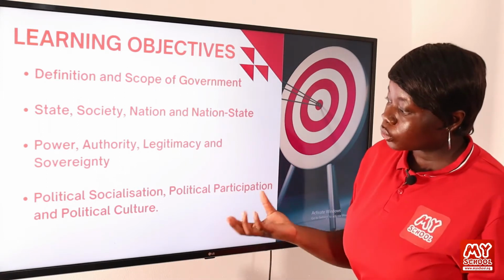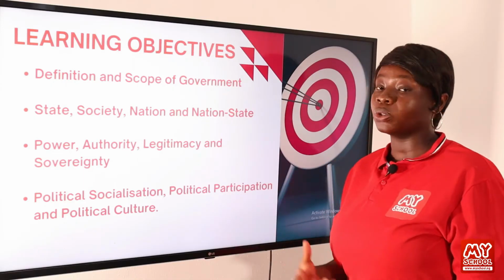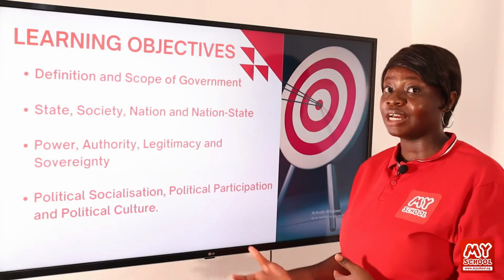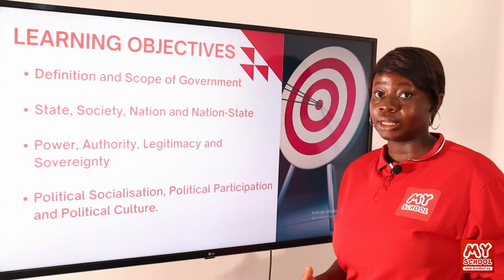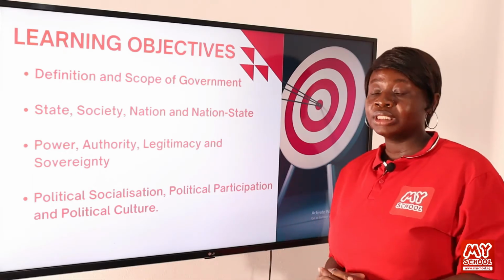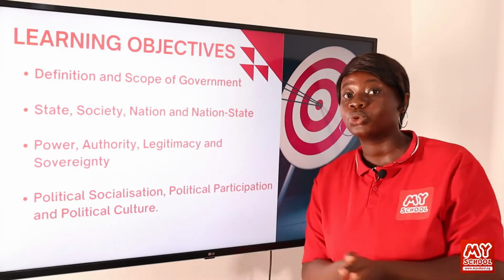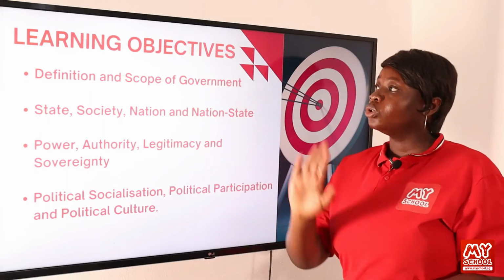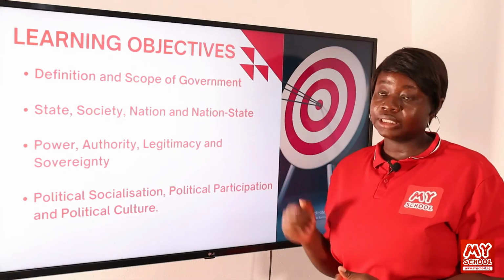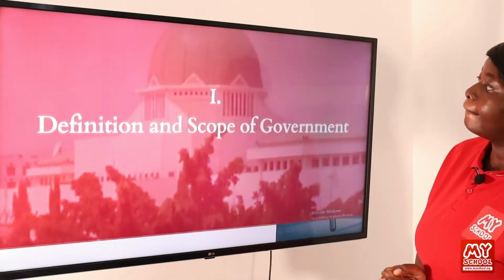Then we'll move on to political socialization, political participation, and political culture. This is where we'll discuss how we relate to one another, especially with regards to political ideas and values, and how we share these with one another. As we share them, we form groups that determine how we select leaders who are going to assume political offices in our country. So we're going to discuss each of these various objectives in the following slides. Let's move on to the next slides.